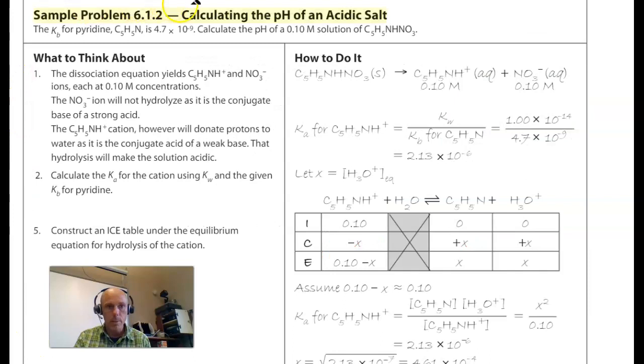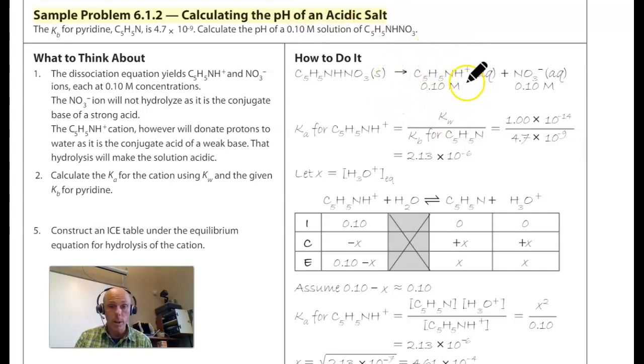All right, scroll down the page looking at sample problem 6.12, calculating the pH of an acidic salt. This is going to look and sound familiar, as it's quite similar to the sample problem for the basic salt. Again, we're just going to see a pH in the end that's less than 7. So here is our salt, C5H5NHNO3, dissociating. It's got nitrate as its anion, so it completely dissociates, such that the concentration of the salt will be the concentration of the weak acid, the cation.